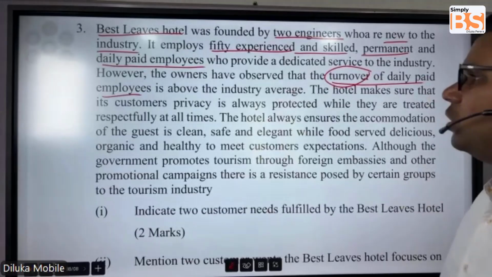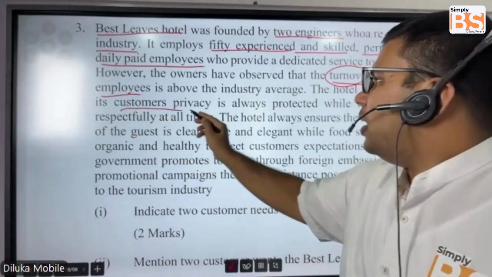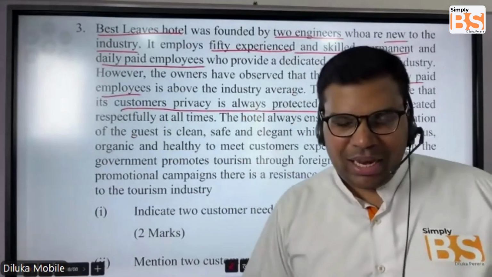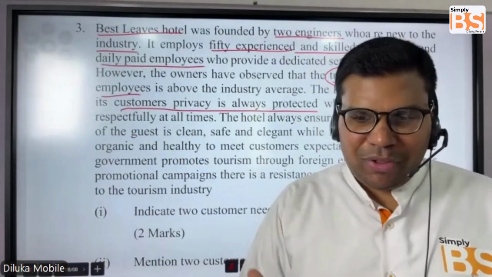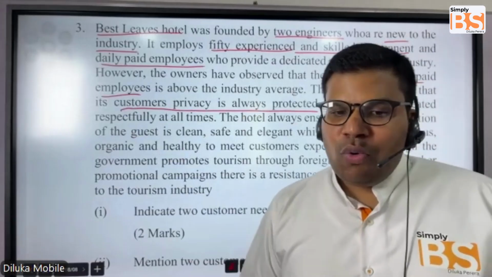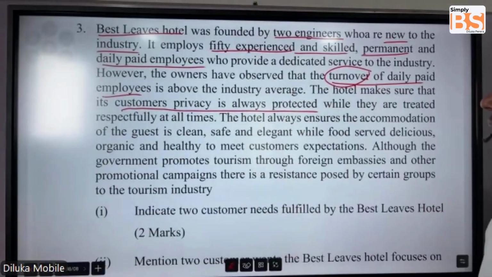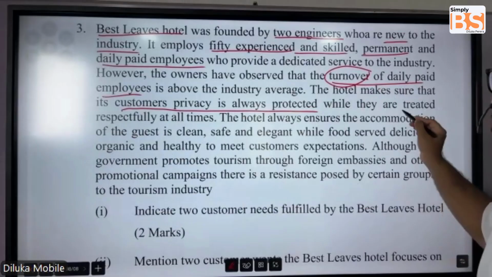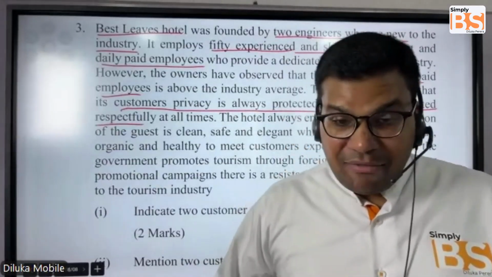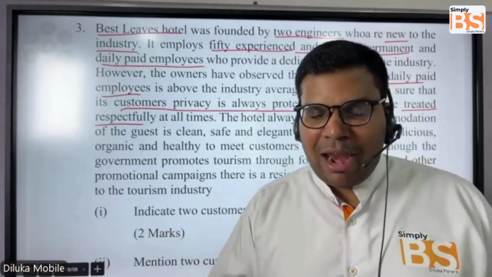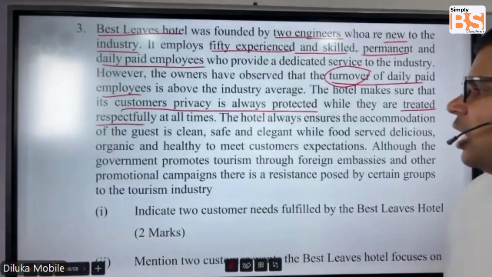The hotel makes sure that its customers' privacy is always protected. Even you, if you go to a hotel, you would request more privacy. You're going there to relax, to be with your family, so you want more privacy. They make sure that customer privacy is always protected while they are treated respectfully. All the customers are treated respectfully, without favoring any customer, every customer is treated equally and respectfully, irrespective of what religion they are in, what culture they come from.